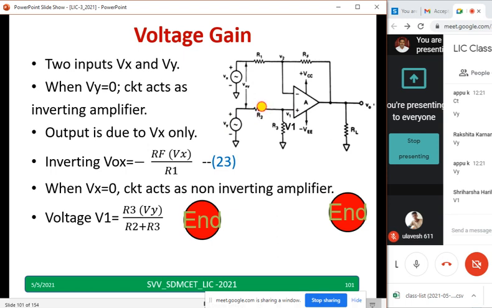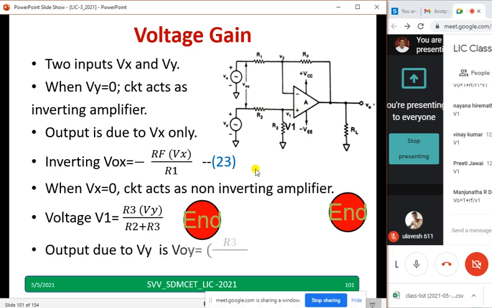Very good, Sri Harsha. This is V1. How to write V1? V1 equal to R3 by R2 plus R3 into Vy. So this is the input that I am giving. Output due to Vy alone is what? Voy. It is given by 1 plus RF by R1 into V1. So all of you know V1 equal to R3 by R2 plus R3 into Vy.